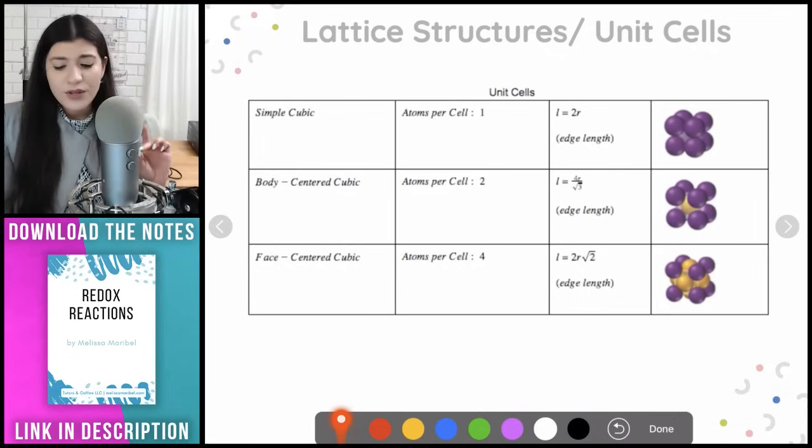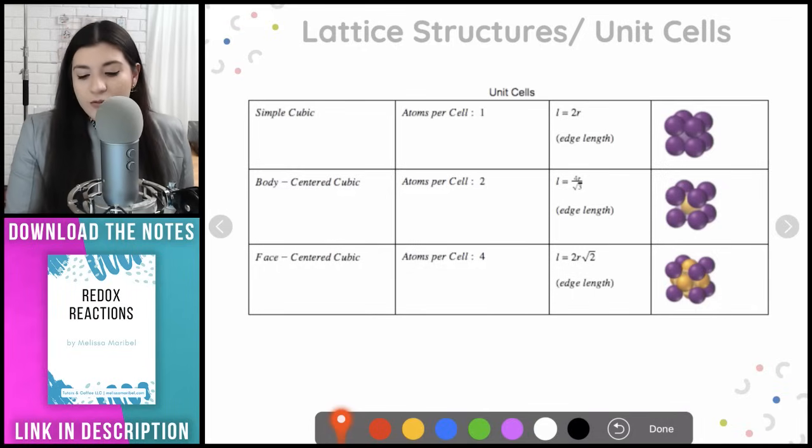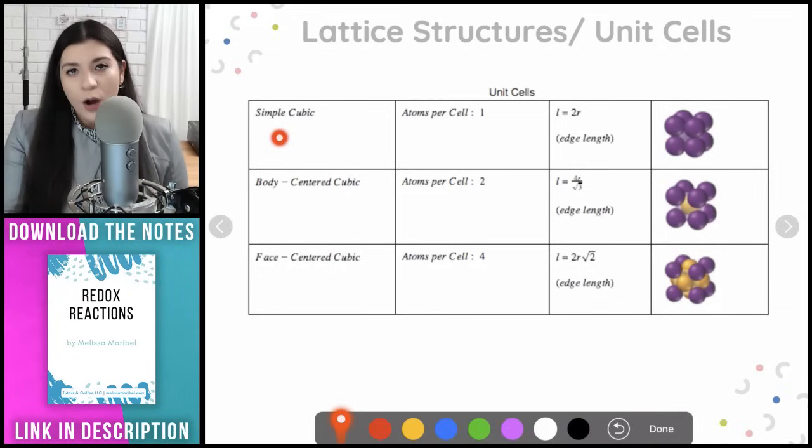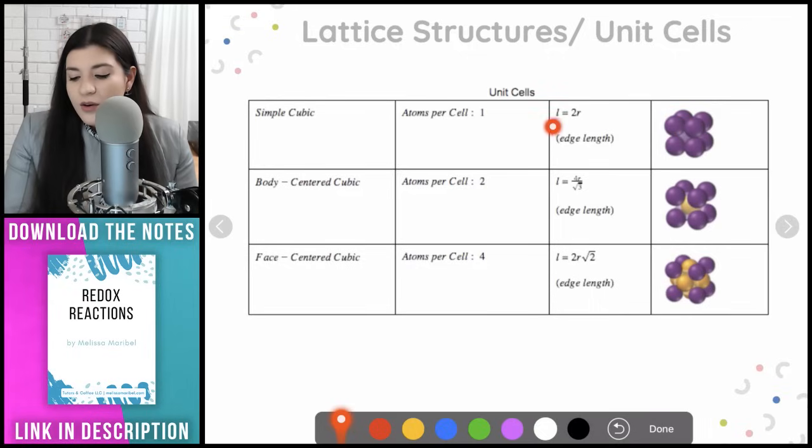Okay, so focus on this table. This already tells you how many atoms, what the formula is, and what it's going to be. So for a simple cubic cell, what I want you to know is that there's going to be only 1 atom per cell. And then next, this is known as our edge length. So our edge length is really just referring literally to our edge length here. So this is going to be our L is equal to 2R.